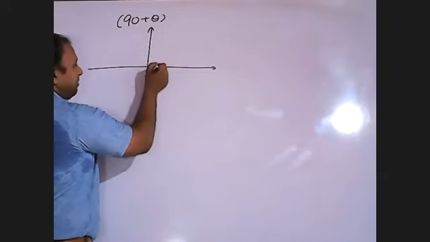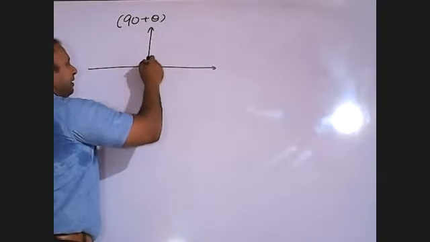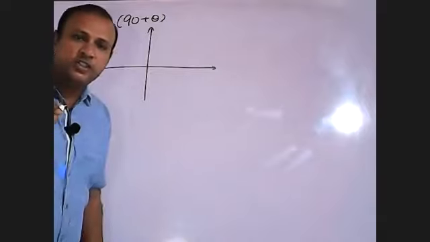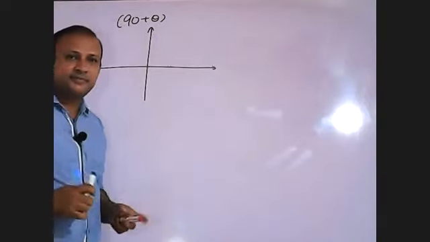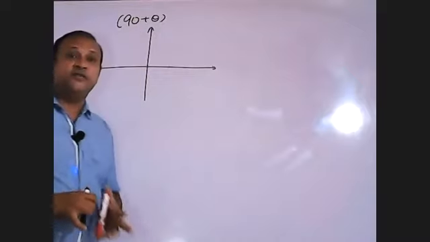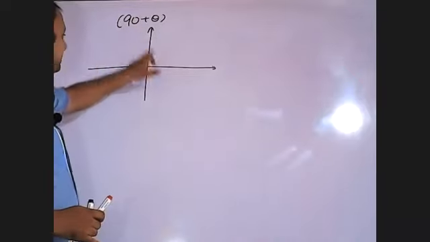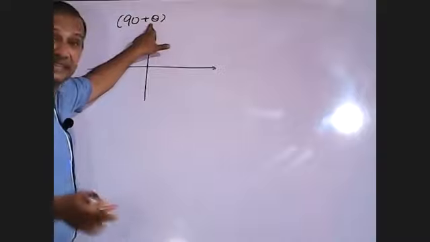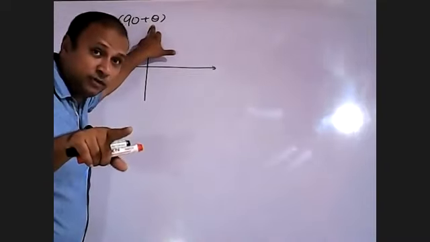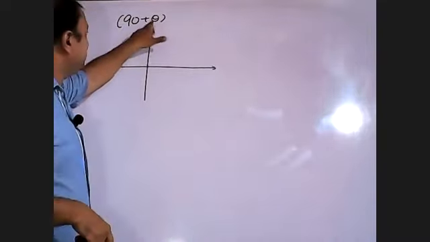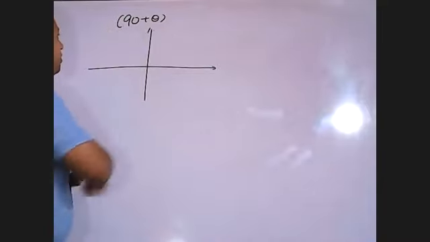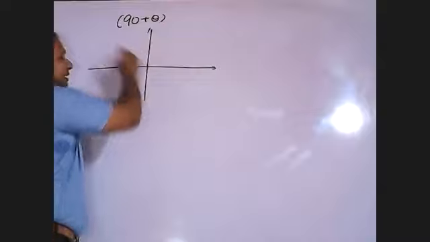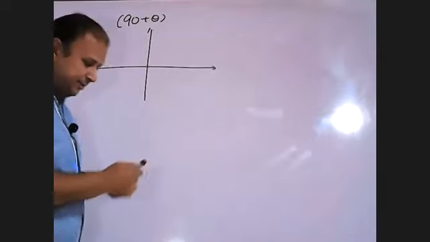90 plus theta means it belongs to which quadrant? 90 plus theta? The second quadrant. What is the reason? 90 is this one. Theta is an acute angle, therefore theta should be less than 90. Therefore, 90 plus theta belongs to the second quadrant.